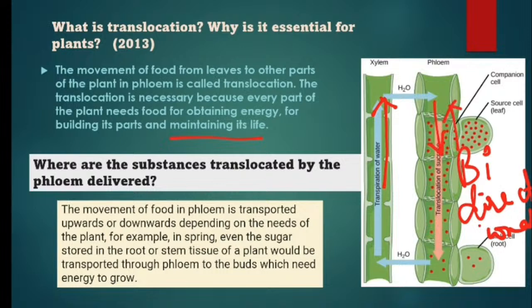Okay, so what happens is that it is delivered to different parts of the body from the leaves. Leaves are the site where the food is produced, and then it is taken up from there and moved in different directions, and then it is transferred to different parts of the plant where they need energy to grow. All right.